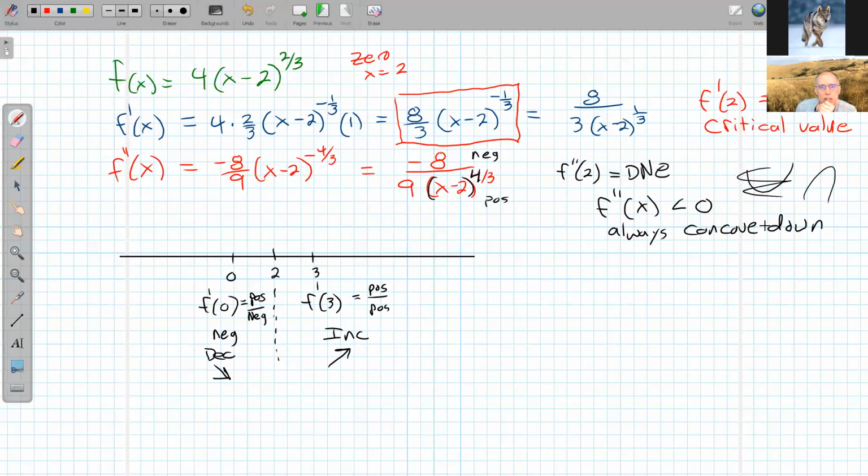And I said this is always concave down. What the heck? That seems counterintuitive to the increasing, decreasing thing here. Anybody see an error in my work or my thought? First derivative looks okay.